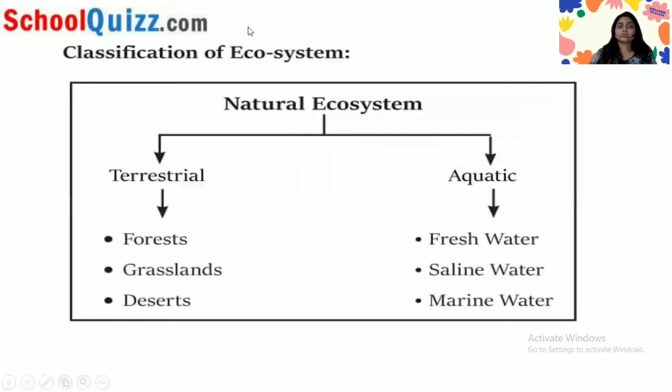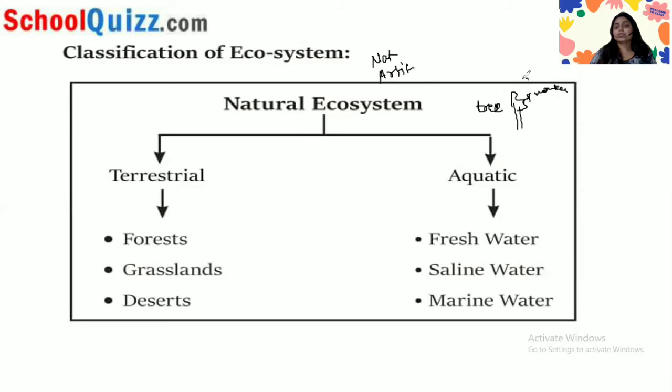Okay, so how many types of ecosystem are there? We have the natural ecosystem and the artificial ecosystem. An ecosystem can be as small as a tree. In a tree there is a monkey.